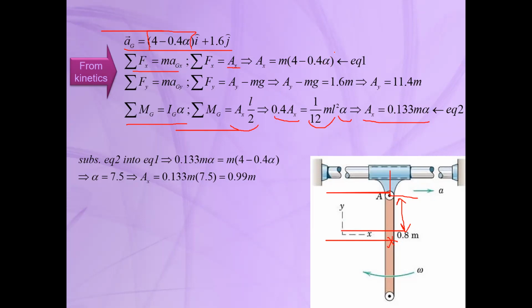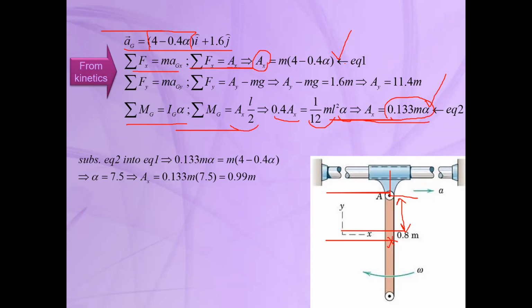So here we have two equations. One is this equation and the other one is this. From these two equations, you can solve and obtain AX and alpha. Okay, so we have two equations with two unknowns. To solve this easily, you can substitute here in this equation, instead of this AX, this term, 0.133 m times alpha. It's equal to m times 4 minus 0.4 times alpha.